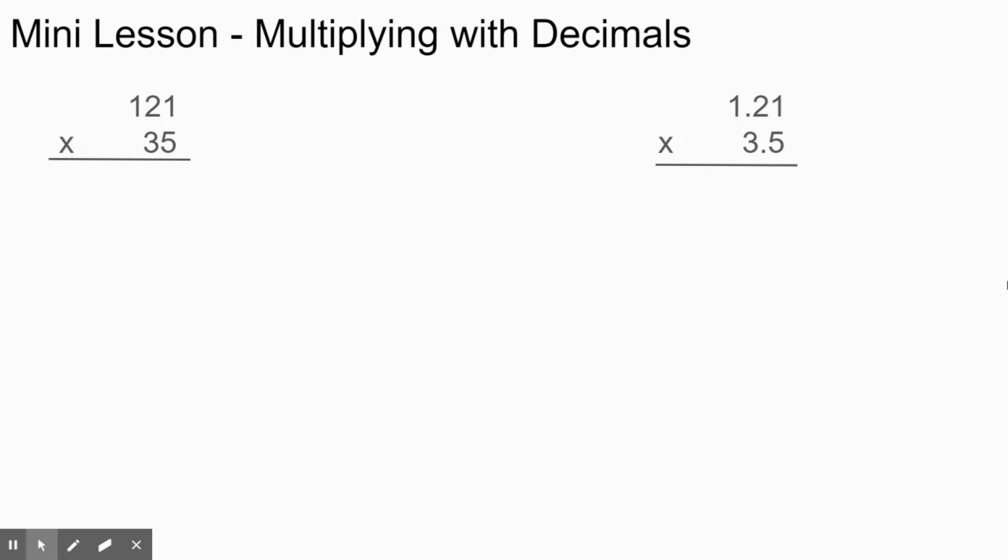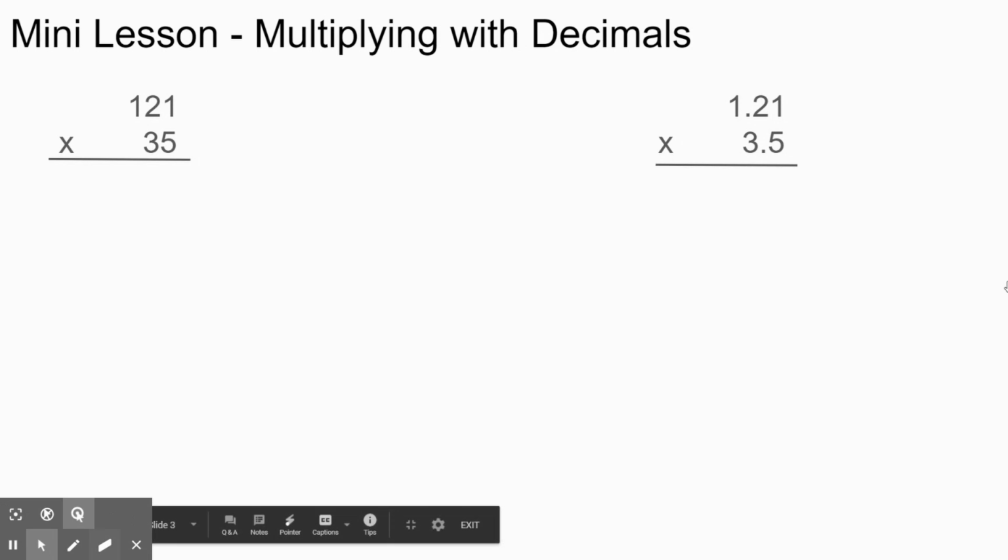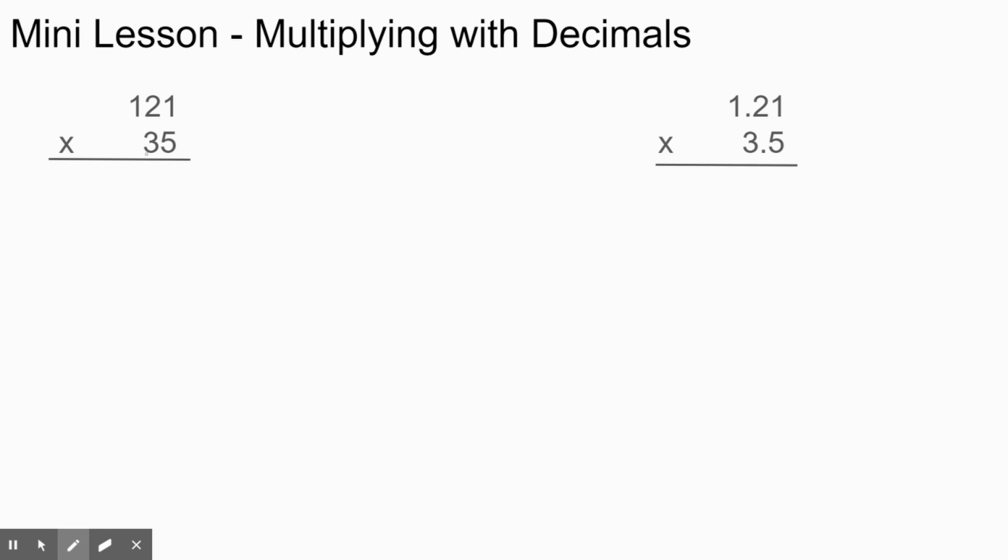So in this mini lesson, we're going to look at 2 different problems. The first one actually has nothing to do with multiplying decimals. It's just a normal multiplication problem, and we're just going to do it. So we have 121 times 35. It's a multi-digit problem. That's okay. We all know how to do those, hopefully. If you don't, we're going to go through piece by piece.